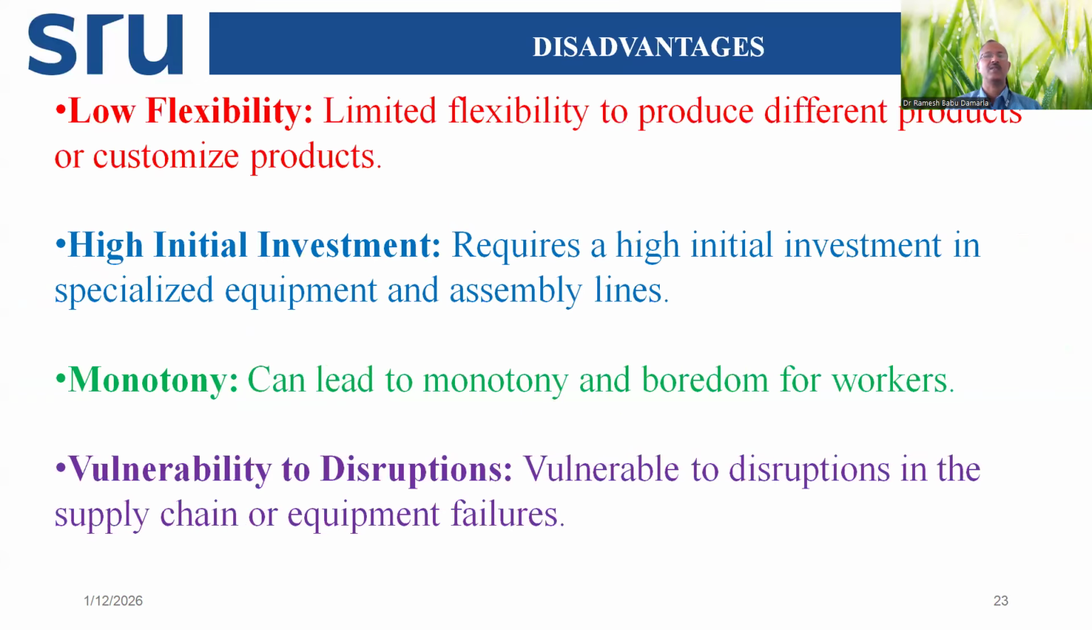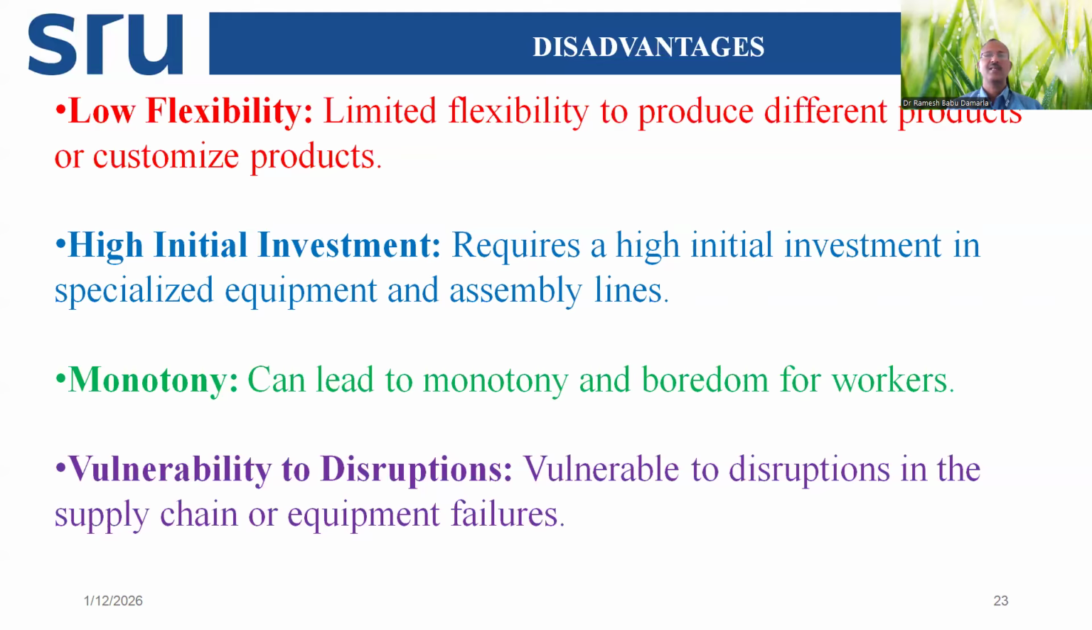However, there are limitations with such facility. Because it's just opposite to job production, low flexibility. We cannot make a new model or variation because the machinery is arranged to match particular product features. So making different or customized products is not possible on such lines. High initial investment. This requires a high initial investment in specialized equipment and assembly lines. The machinery capital investment is very high initially.